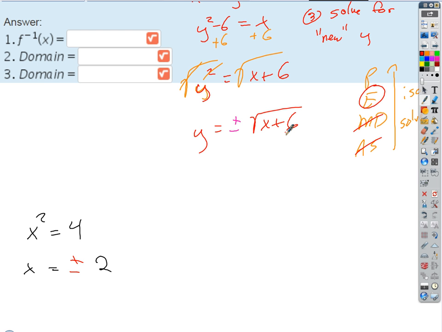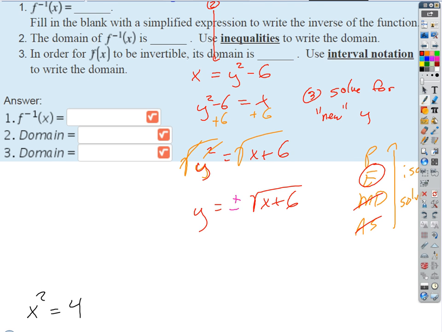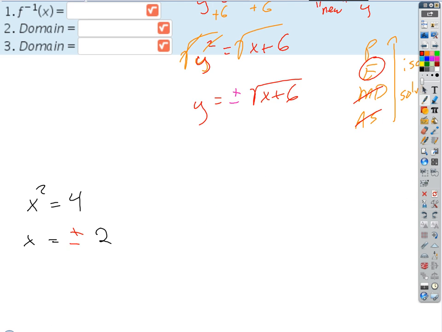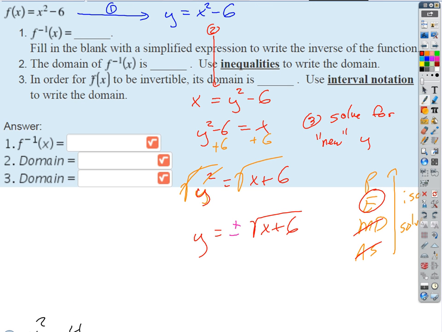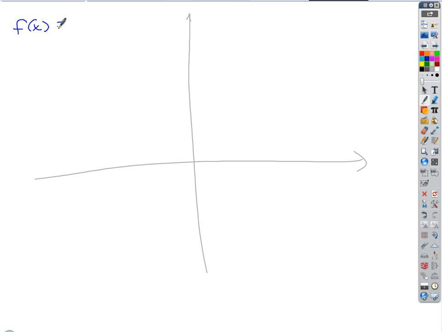But let's look at why that's the case. Let's look at a graph of the original function. The original function was f of x equals x squared minus 6. I'm just going to do a little sketch of that. That's a quadratic function, right? That's a parabola. Everybody agree?